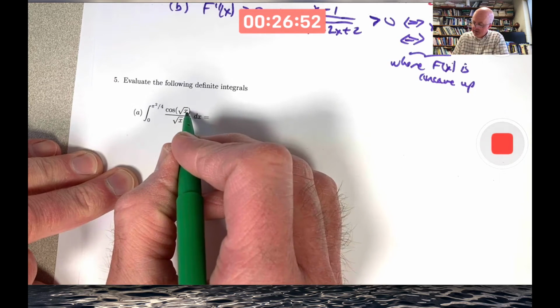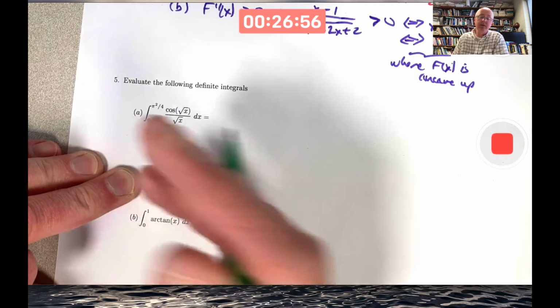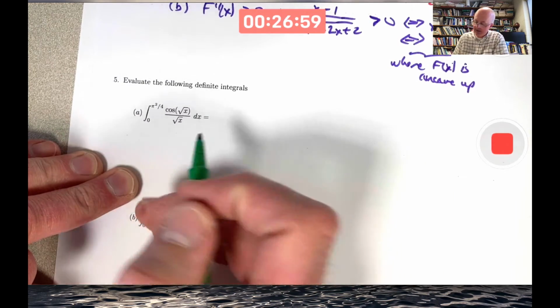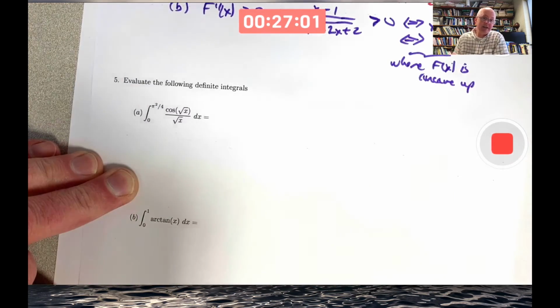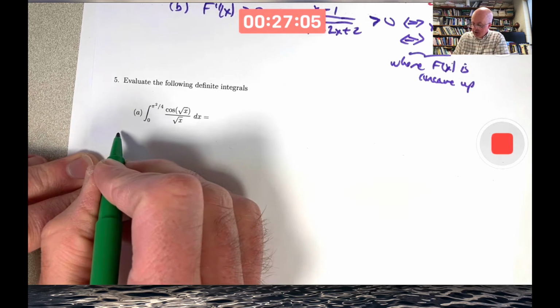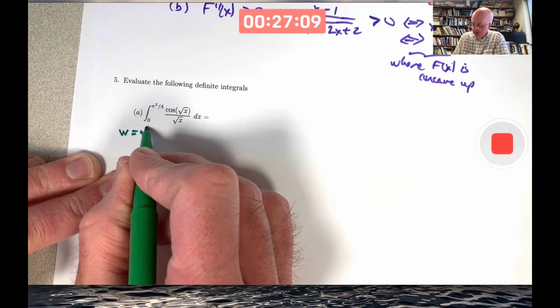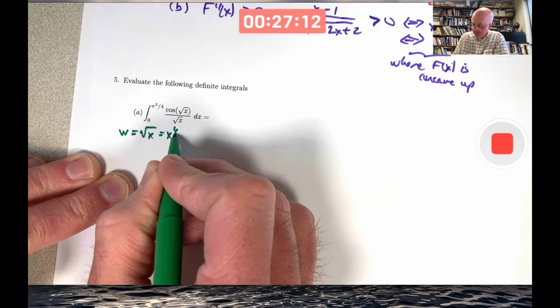For one thing, if you let your new variable be square root of x, x to the 1/2, the derivative of that will be 1/2 x to the negative 1/2, and hey, we have a square root in the bottom that's related to x to the negative 1/2. Many books call the substitution u. Our book calls it w. Doesn't matter. I'm going to let w be square root of x, or x to the 1/2.